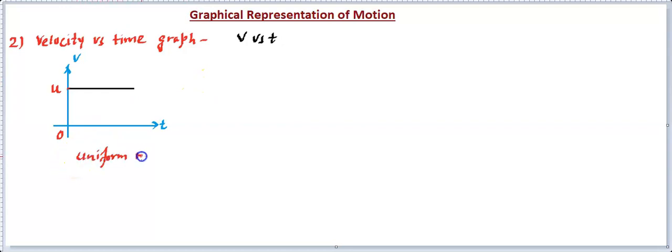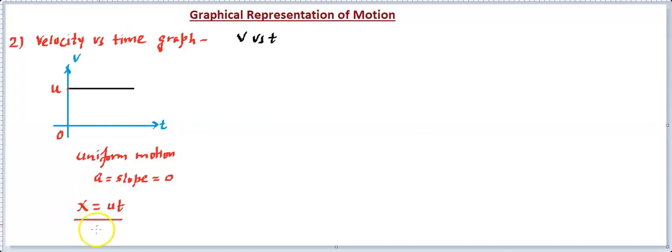Uniform motion. Whenever this is uniform motion, the acceleration is 0. We can also say this is a horizontal straight line, so the slope, which is the acceleration, is 0. That means this is motion with constant velocity, or uniform motion. Is it at rest? No, it's not at rest. It's moving with a constant velocity, and acceleration is 0, so you can find the position at any time just by measuring u and t.